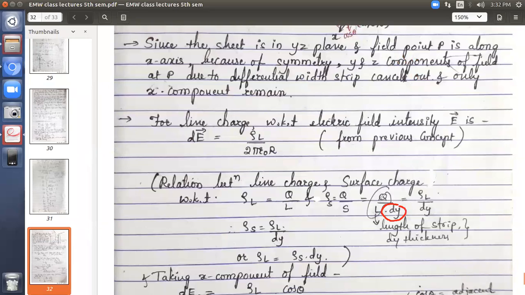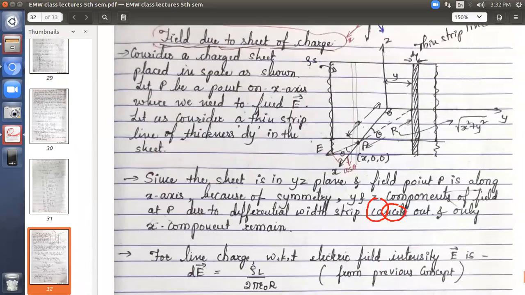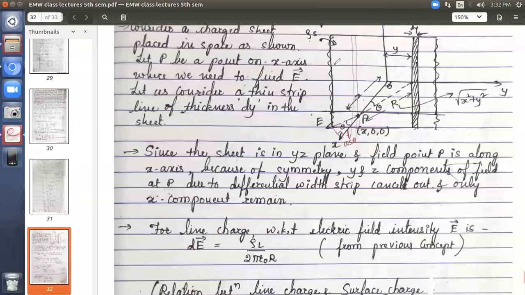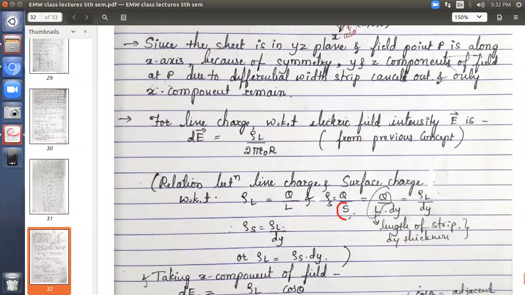dy is the thickness, and if I assume L as the length of the strip, you can just denote this here as the length L. I have not marked it, you do it. If I do that, this is your length, this is your width. L into dy will give you the area of that, right? So I can write the area of that sheet as L into dy, length into width or thickness. And Q by L is actually rho L. So substitute that rho L here and keep dy as it is.